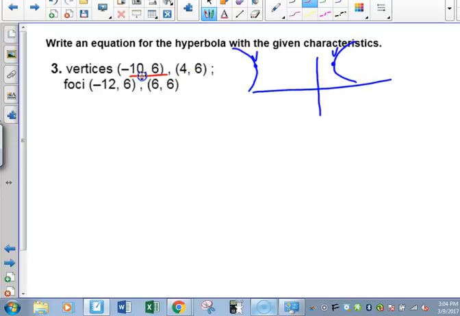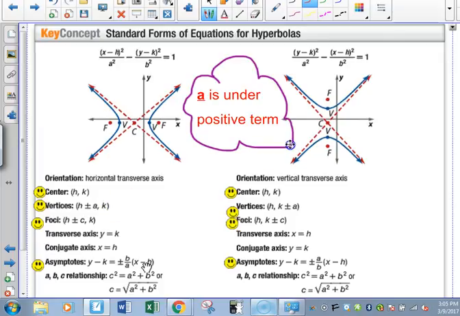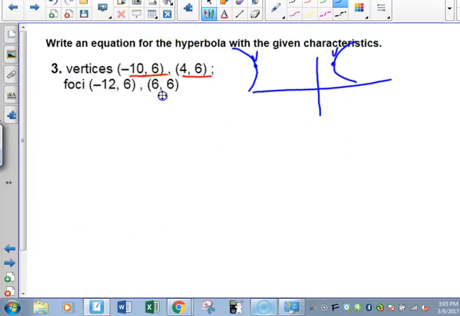This was negative 10, 6, and 4, 6. If you look here, when they share the same k value, it has to be open in this way, right, guys? Just so you were very clear, if you were confused, you didn't graph it or something. Okay. So they share the same k value, so that k value is 6. But to find the h value, we have to do midpoint. Negative 10 plus 4 is negative 6 divided by 2 is negative 3. Everybody okay that the midpoint was at negative 3, 6? So that's our center.